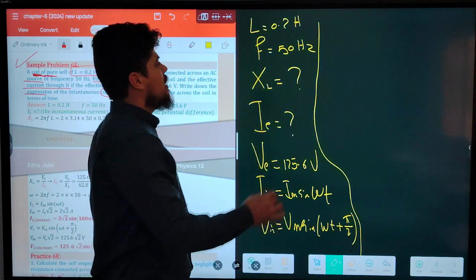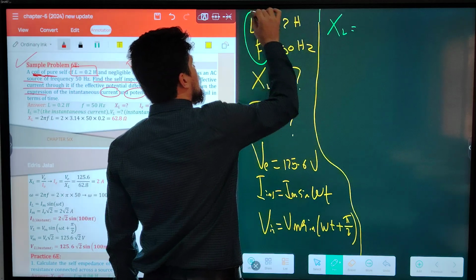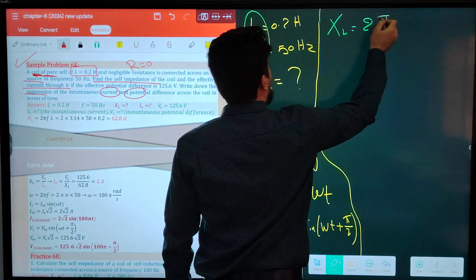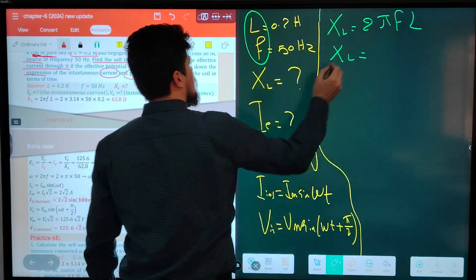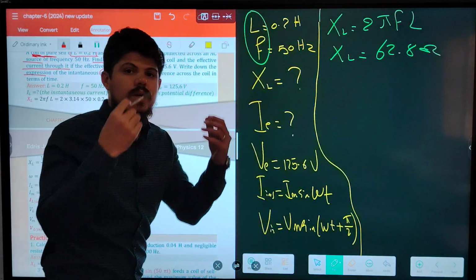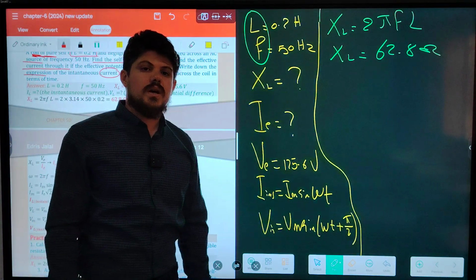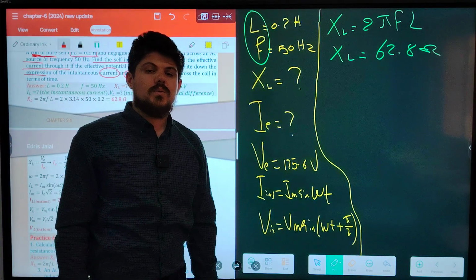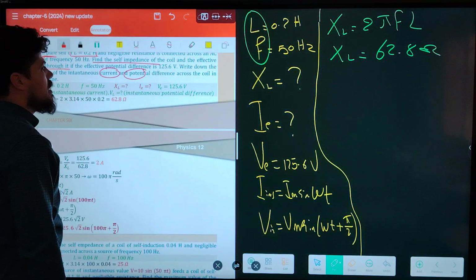Now, we have to find XL. XL is equal to what? Because we have frequency and coefficient of self-inductance, 2 pi f. Just replace, which is equal to 62.8. It's very easy. Because we have L and f, you can easily find XL, which is equal to 2 pi times frequency times coefficient of self-inductance.